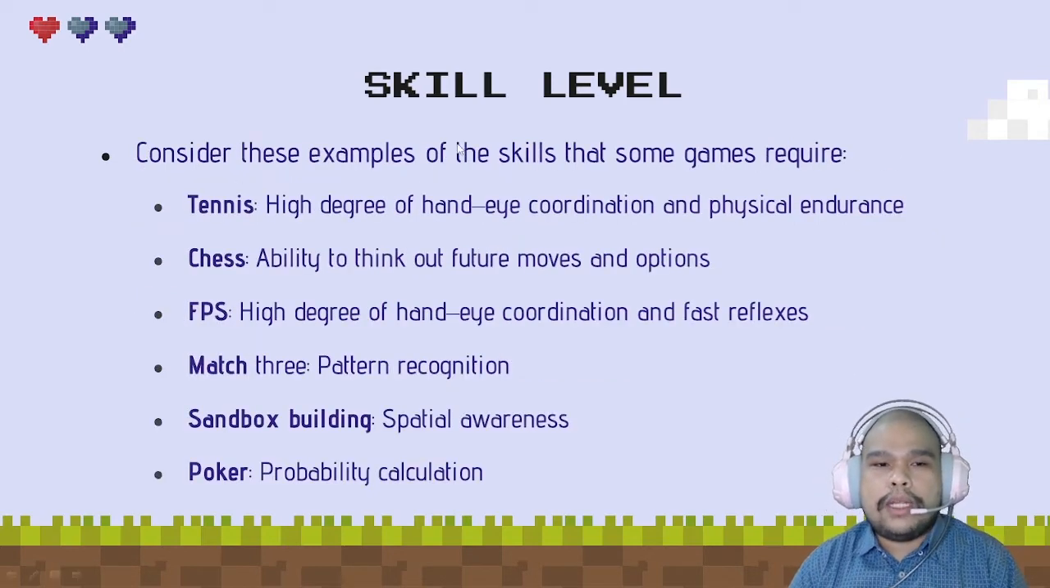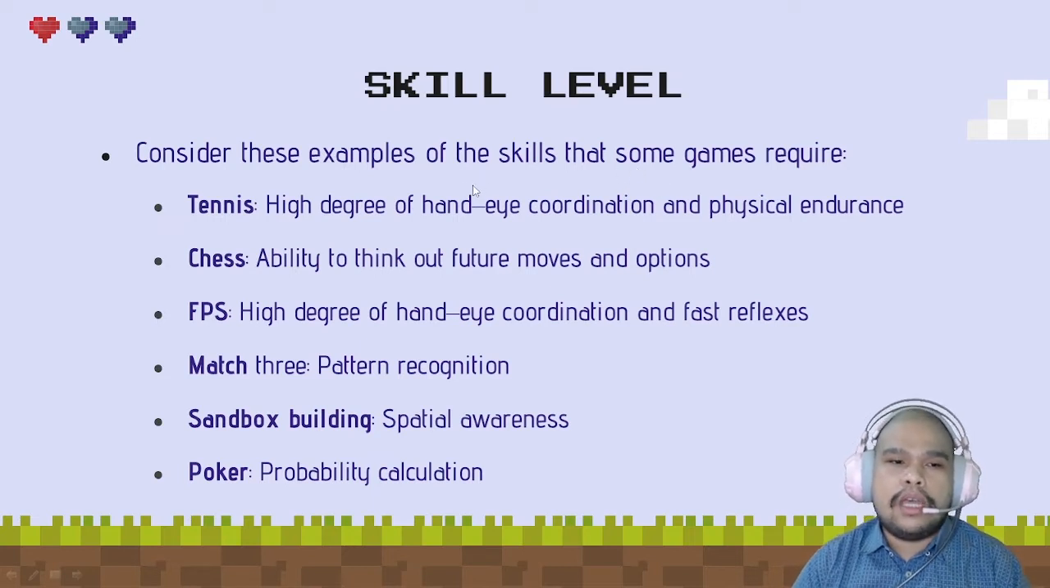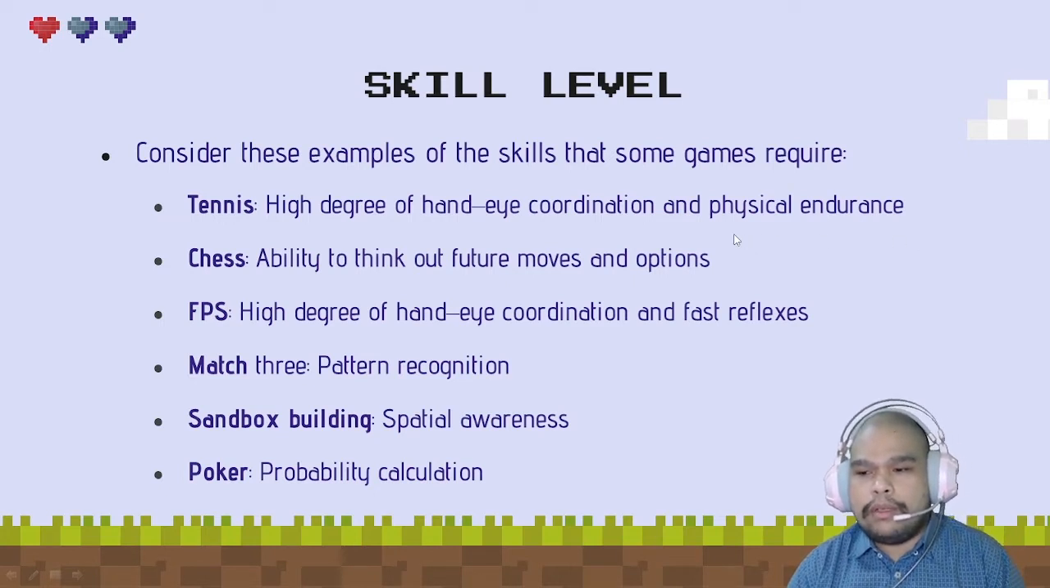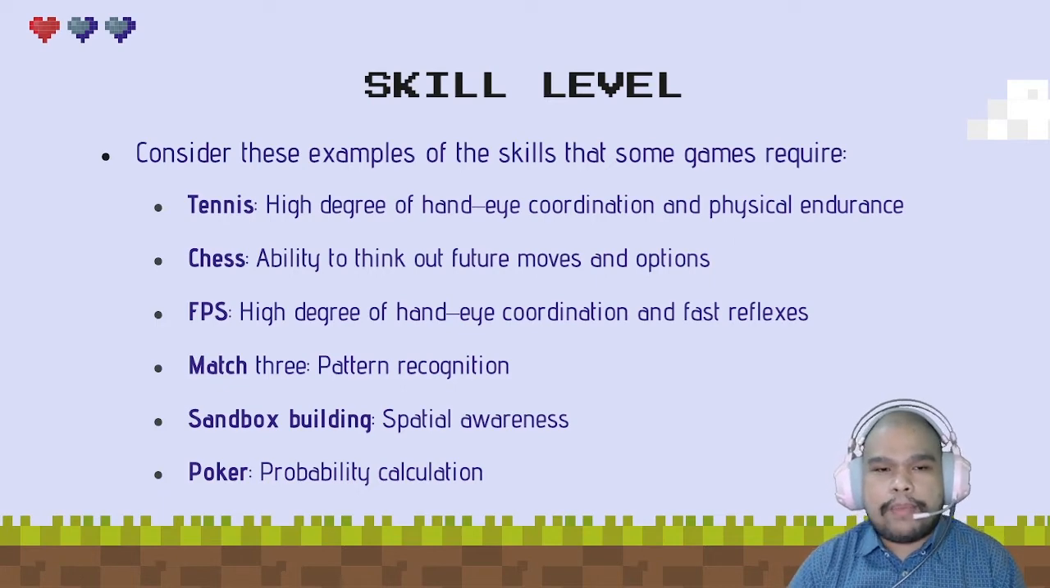Okay? So, kapag sinabi nating skills, so let's consider some of these examples. Let's say in tennis, high degree of hand and eye coordination and physical endurance. Why? Can you play yung tennis nang hindi mahaba yung endurance mo, physical endurance mo? No. Tennis is very physical game. So, yung nire-require nyo na skill sa'yo, more on physical skills, hand and eye coordination, and physical endurance. Now, how about chess? The skill requirement in here will be the ability to think out future moves and options. Pagdating dito sa chess, hindi natin pinag-uusapan dito yung physical skill. Ang skill requirement nito is more on mental.